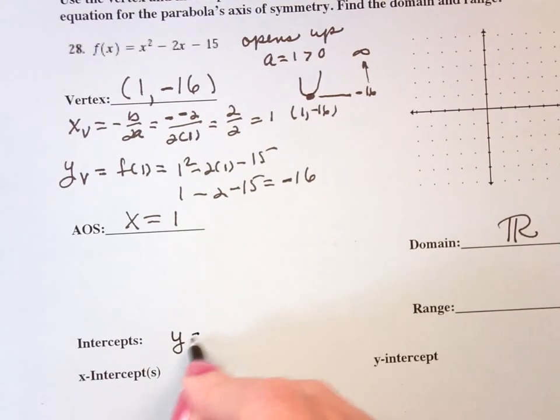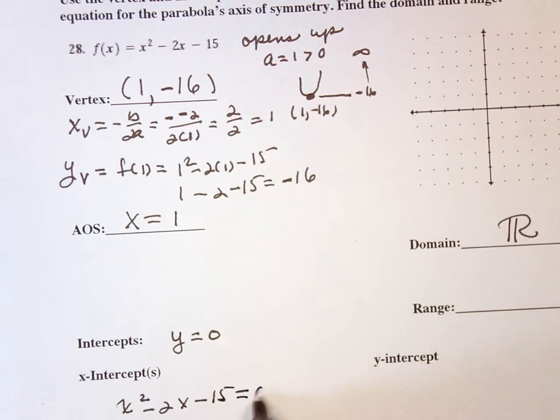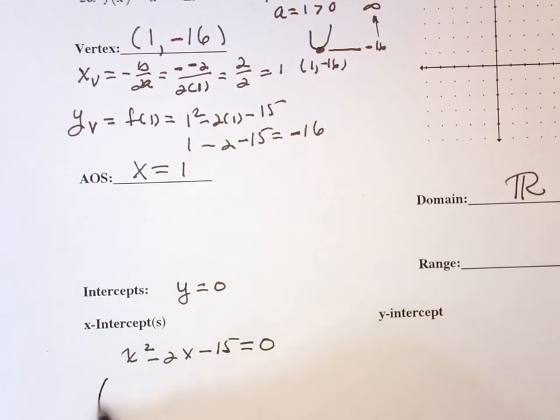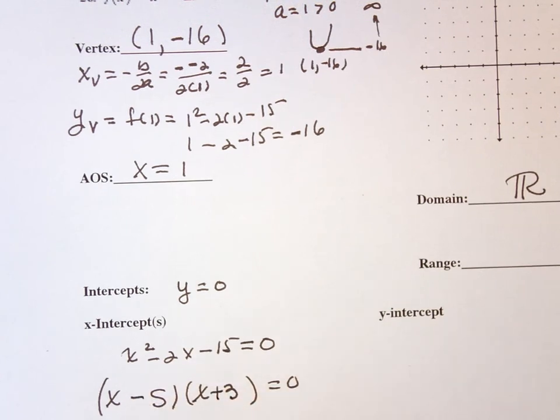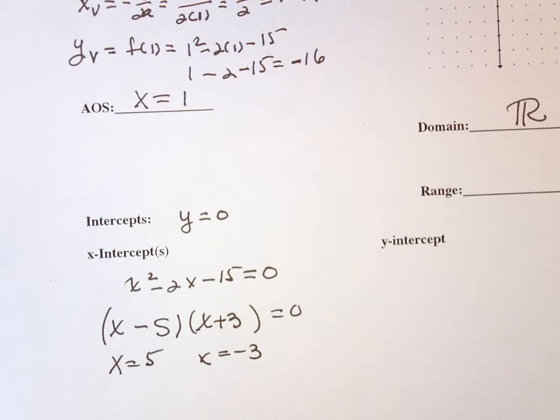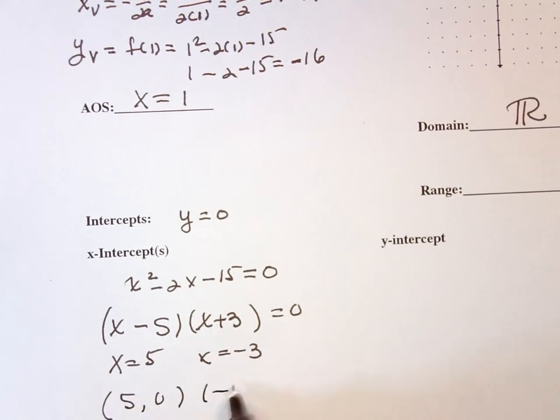This is where y is 0, or x squared minus 2x minus 15 equals 0. And then pick the factoring method of your choice. This is x and 5, x and 3, minus plus. So x equals 5, x equals negative 3. I normally ask you to write them as coordinate points: 5, 0, and negative 3, 0.